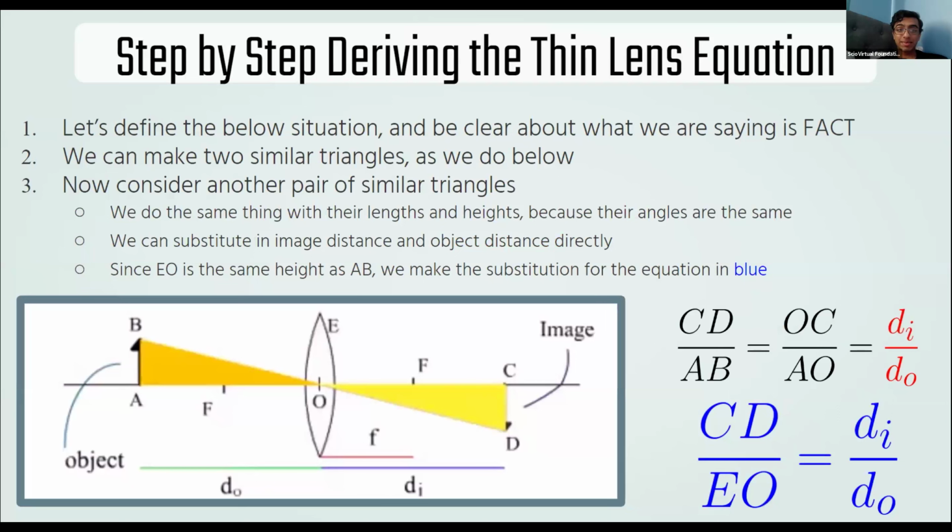We do the exact same thing with another set of two triangles. I'm not going to go through all the details for this one, just for the sake of time. CD over EO equals DI over DO. These steps are detailed right here, and hopefully if you go through the recording afterwards, you can further clarify for yourselves. But CD over EO equals DI over DO. Next slide, please.